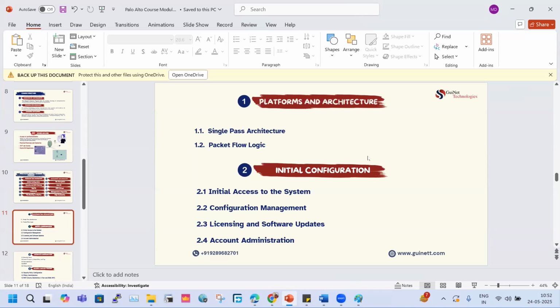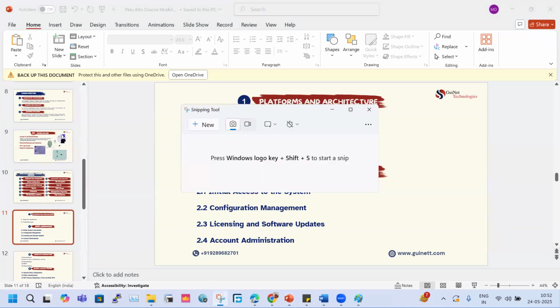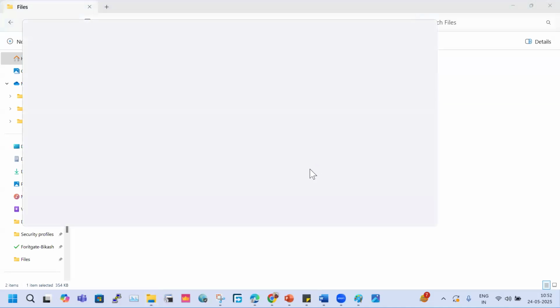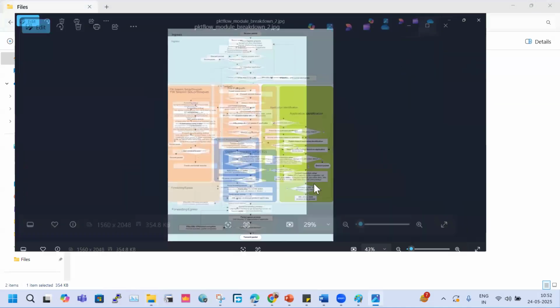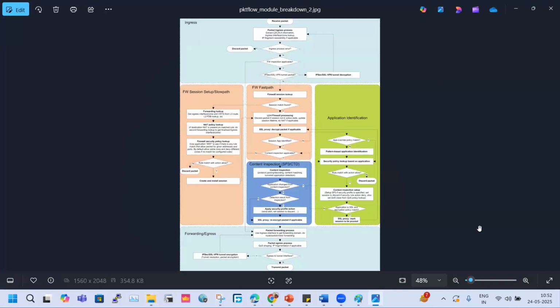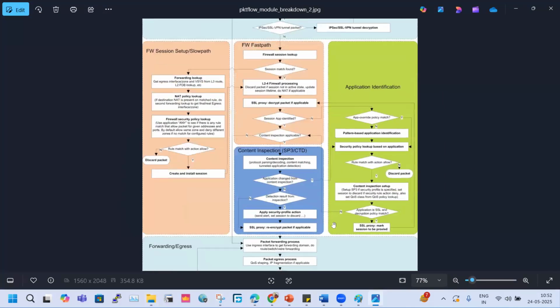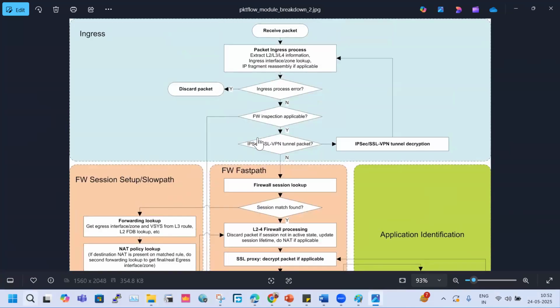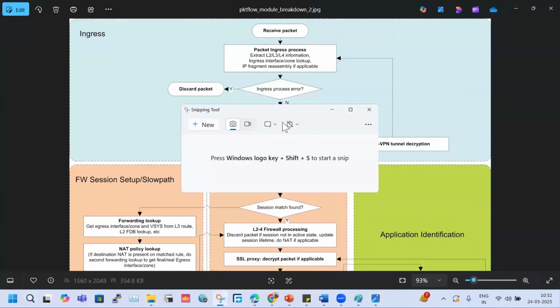It is a little bit complex and very lengthy in the case of our Palo Alto network. We will try to understand the packet flow of the Palo Alto, right? Let me check the document. Okay, guys, so this is our packet flow diagram, the packet flow of the Palo Alto firewall, right?